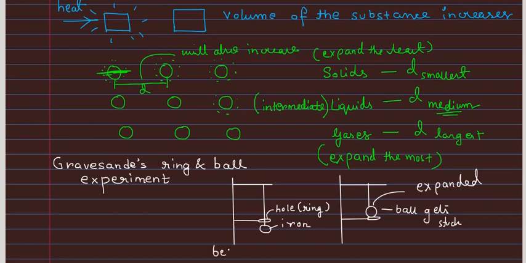So this is what happens before heating, and this is what happens after heating. So this is a very conclusive experiment, the Gravesande's ring and ball experiment, and it is also a famous experiment.